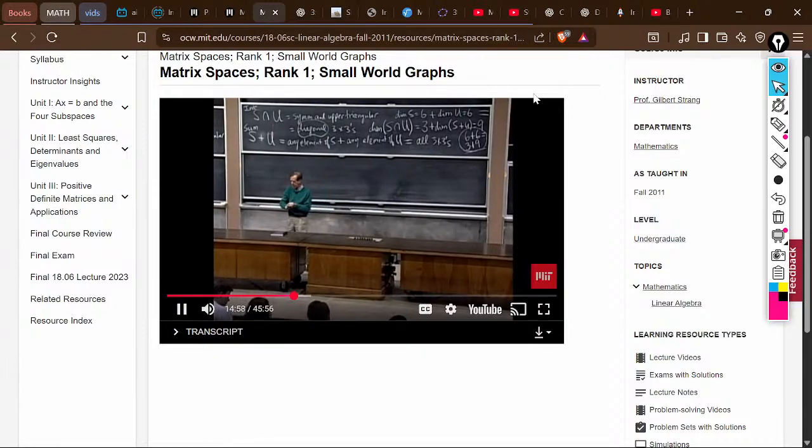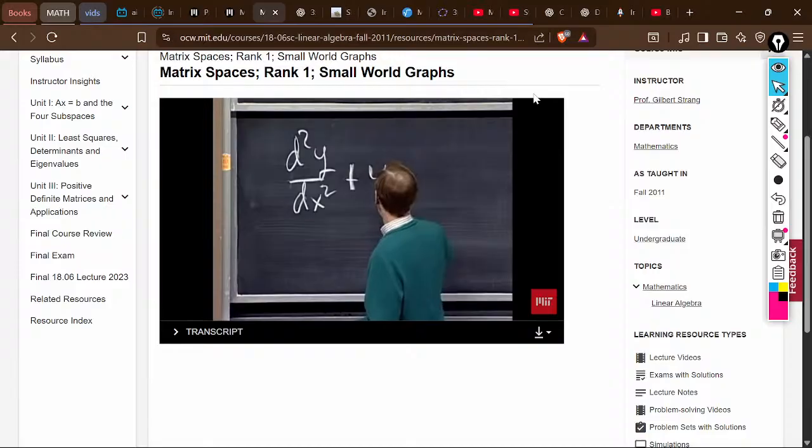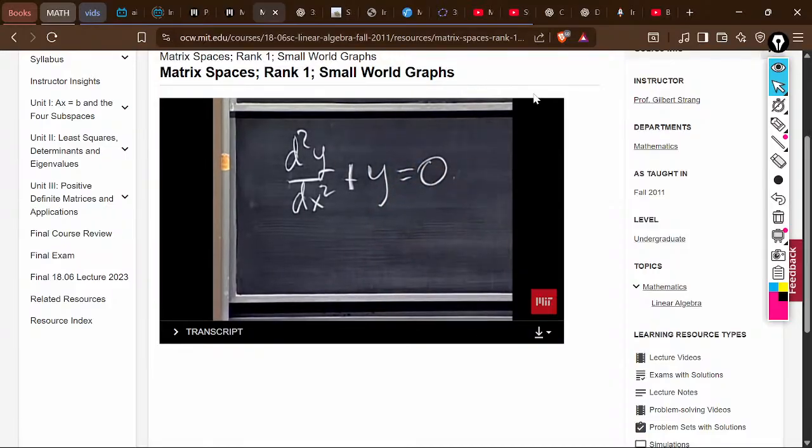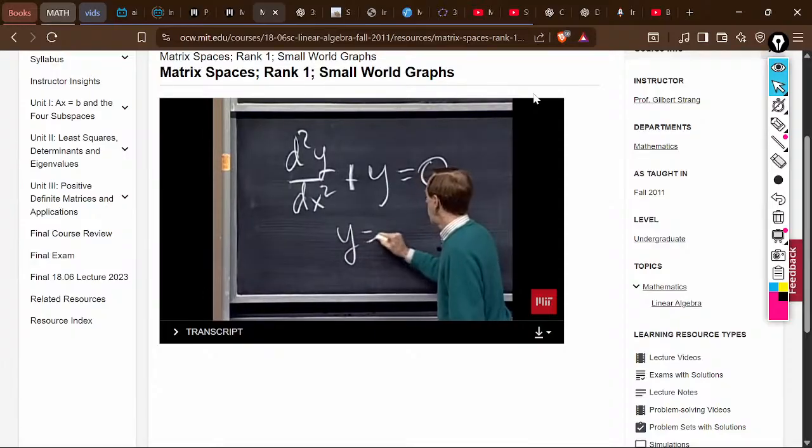Space that we'll give just a few minutes to. Suppose I have a differential equation like d second y dx squared plus y equals 0. Okay. Solutions for that equation. So what are the solutions to that equation? y equals cos x is a solution.